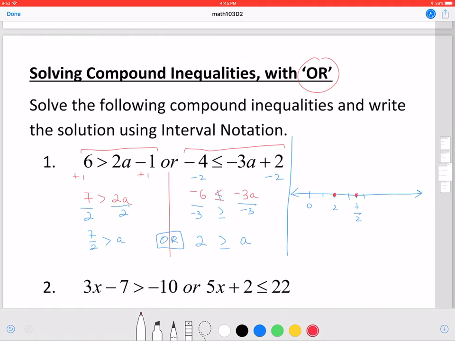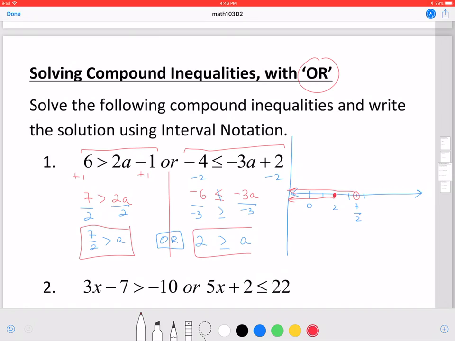These are our two endpoints. First, this means a is less than 7 over 2, so that means everything less than 7 over 2. I have to be careful here. I'll put a dot there, but that should have been a hollow point, because 7 over 2 is not included. Everything less than that, that's here. The other one, a is less than or equal to 2, starts at 2, including 2, and goes down. Those two are the graphs of the two solution sets that we got.